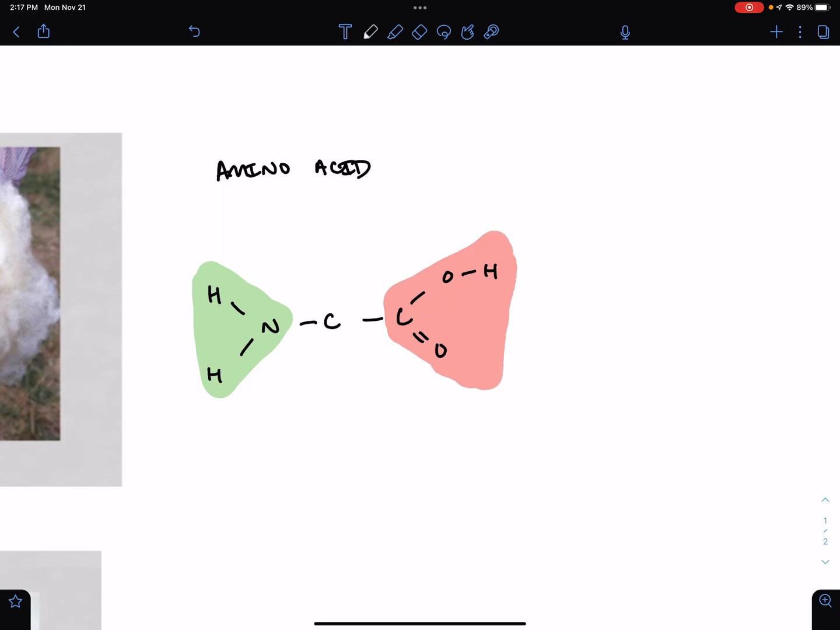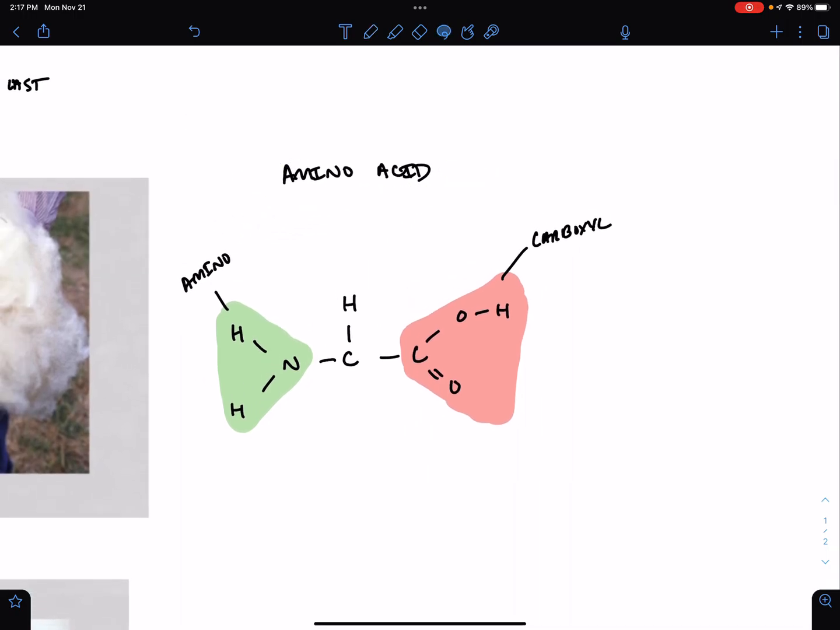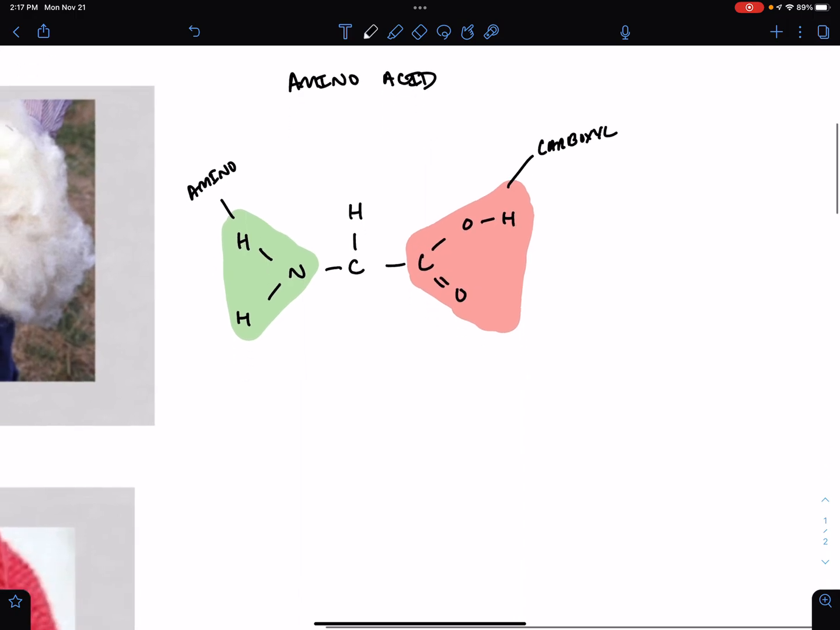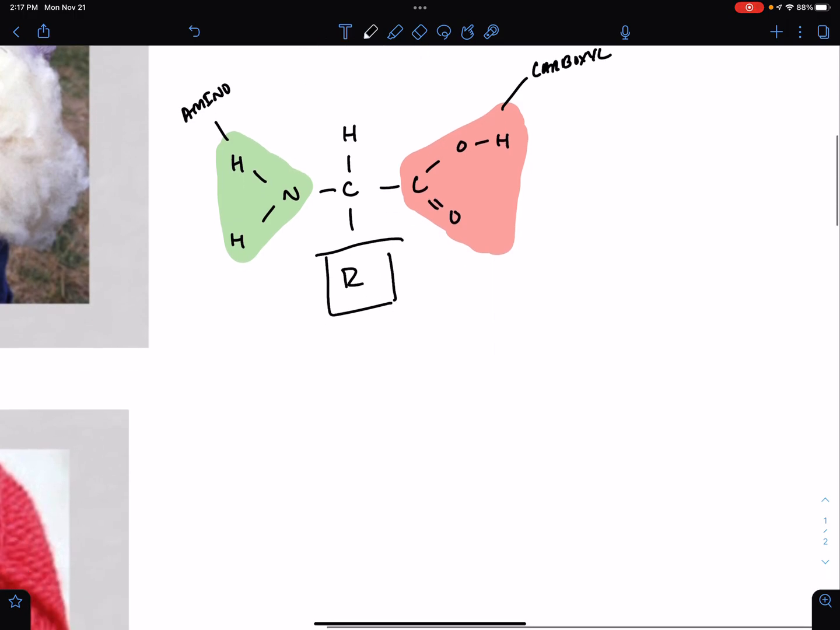Okay, so this is called a carboxyl, and this is called an amino group. And then the central carbon is also bonded to a hydrogen on this side. So all amino acids have the same basic backbone. They have the amino group, they have the carboxyl group bound to the central carbon, but then also bound to the central carbon is what's called an R group. This group is variable.